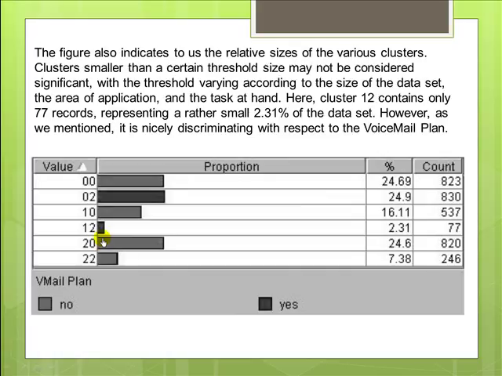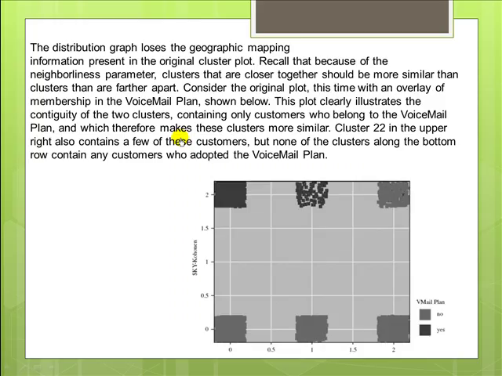Small might actually be good because it might be kind of uniform. So we might be able to understand it well because it's small, and with regard to all the variables, maybe everybody is the same. So that gives us a very clear understanding at least of this small group. Here, cluster 1,2 contains only 77 records, representing a rather small 2.31% of the data set. However, as we mentioned, it is nicely discriminating with respect to voicemail. In other words, everybody in there has voicemail.